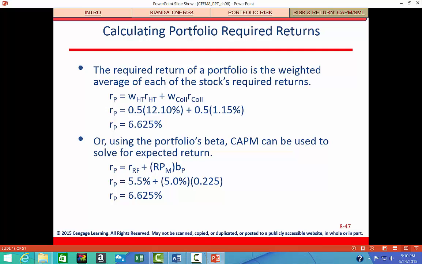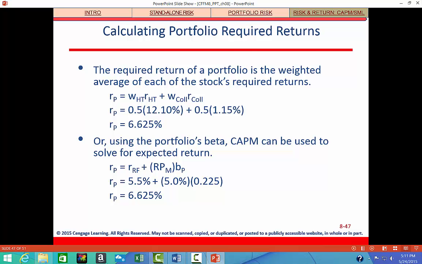And then if you wanted to calculate what the expected return for the portfolio was, I believe we already did this, but, well, actually we did not do this yet. If we had the two required rates of returns, we could calculate the required return on the portfolio. Before, we had expected rates of returns, and so we got a different number. So just keep in mind, now we're talking about the required rate of return for the portfolio. It's just a weighted average, 50% times the first required return for high tech plus 50% times the second required return for collections. And so we see what the required return for the portfolio is.